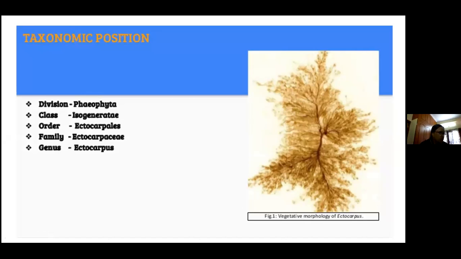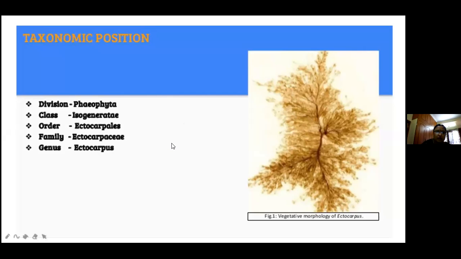What is the classification? Tell me. Phaeophyceae. What is the division? Phaeophyceae. Order. Don't write class. Which class? Order here is Ectocarpales. Family Ectocarpaceae. The genus name is called Ectocarpus. This is the classification. You can learn it by heart, girls.